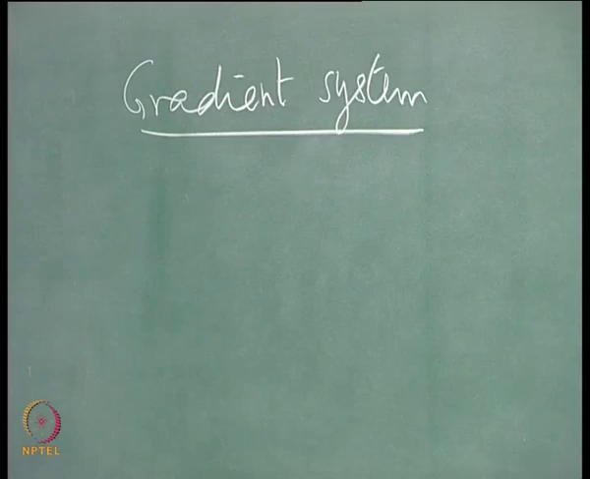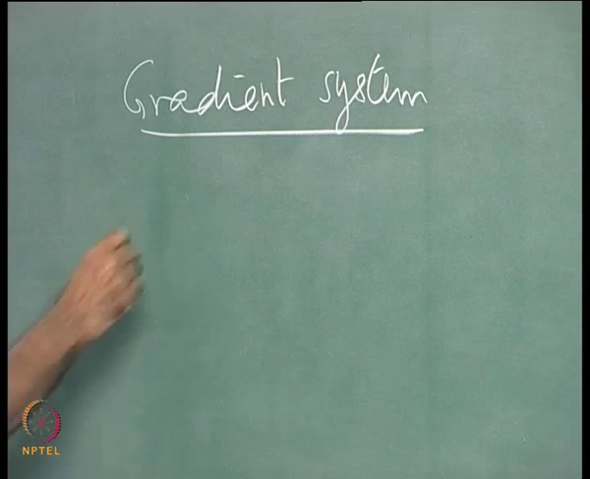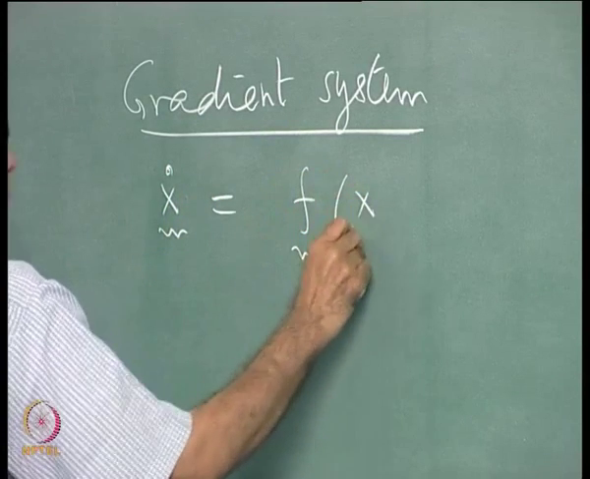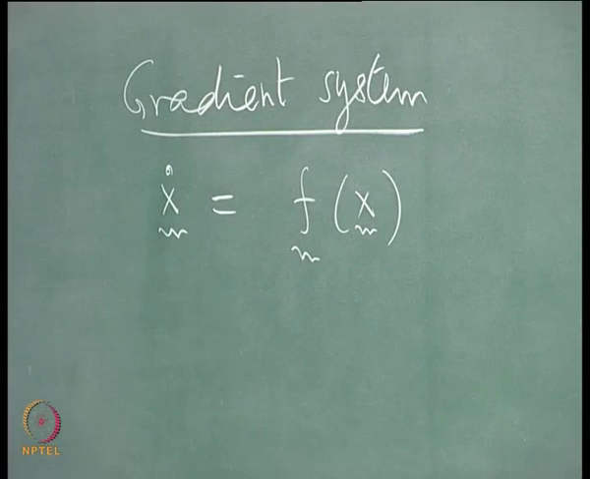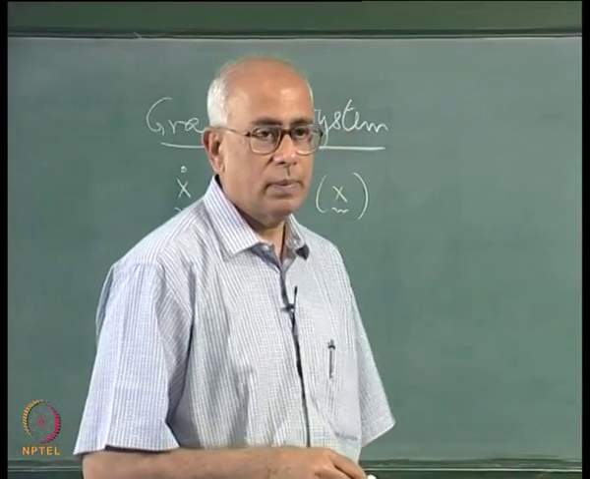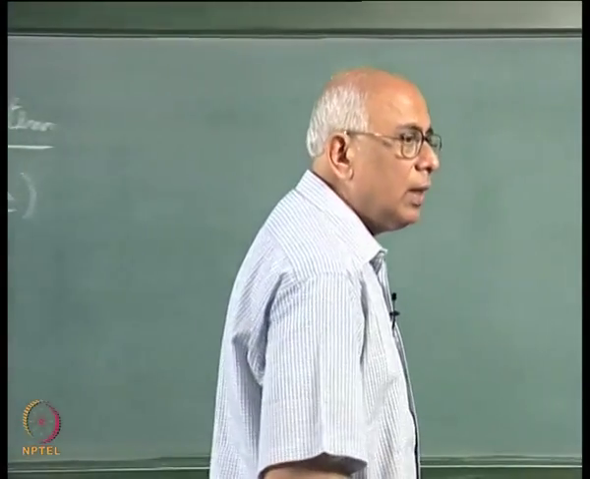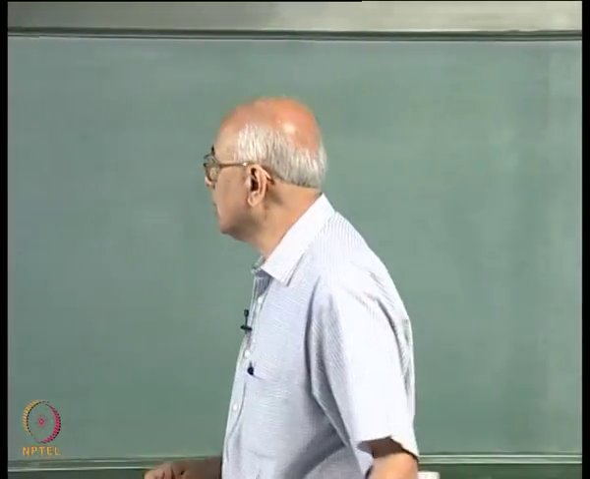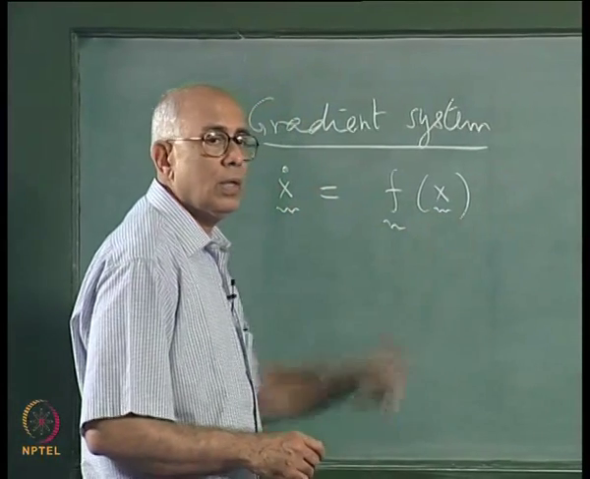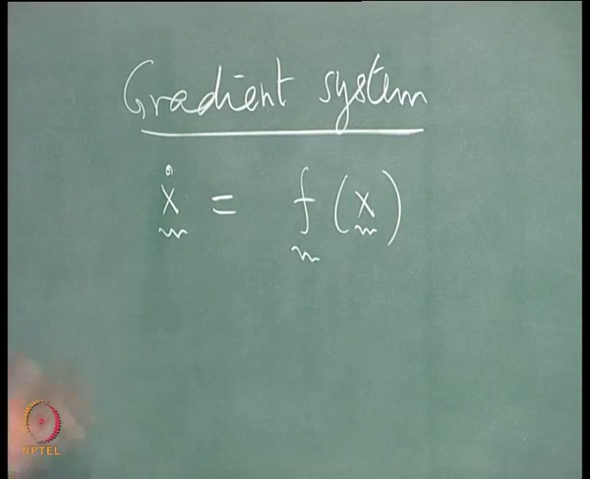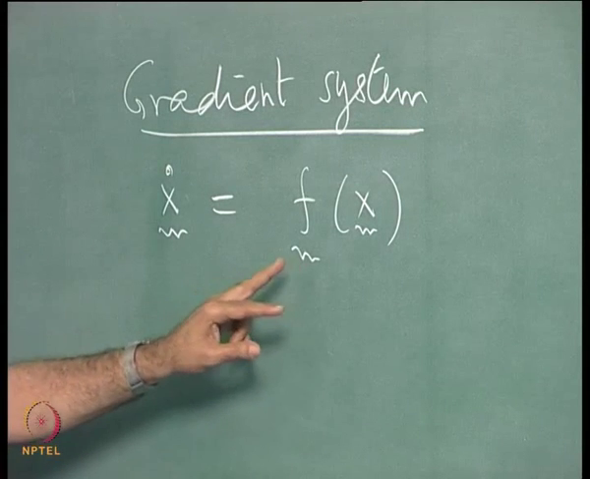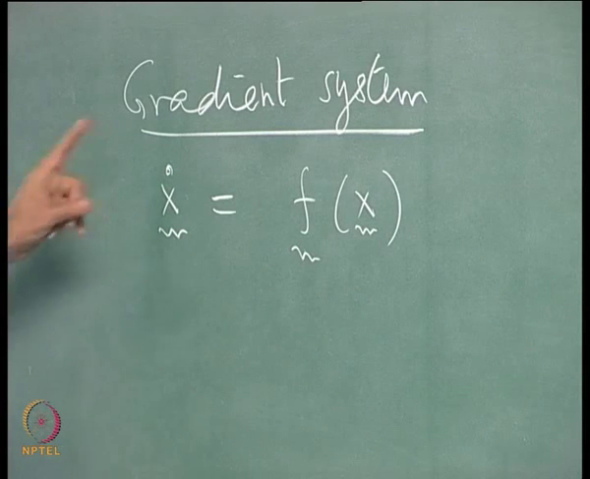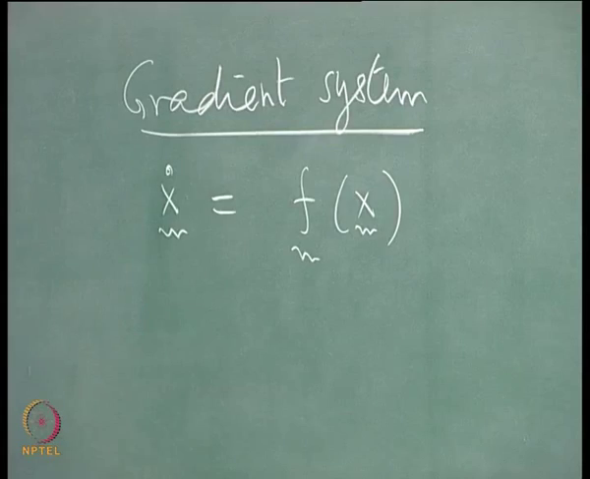Recall the particular kind of dynamical system that we have focused on, namely those which satisfy autonomous coupled differential equations of the form x dot equals f of x, where f is a prescribed vector field. It is a function which has n components in n dimensional phase space, f1, f2, f3 up to f sub n, and these are functions of the variables x1, x2 up to x sub n. Therefore, to specify the dynamical system, you have to specify a vector field at every point in some region of phase space. A gradient system is one where this vector field has a very special form.